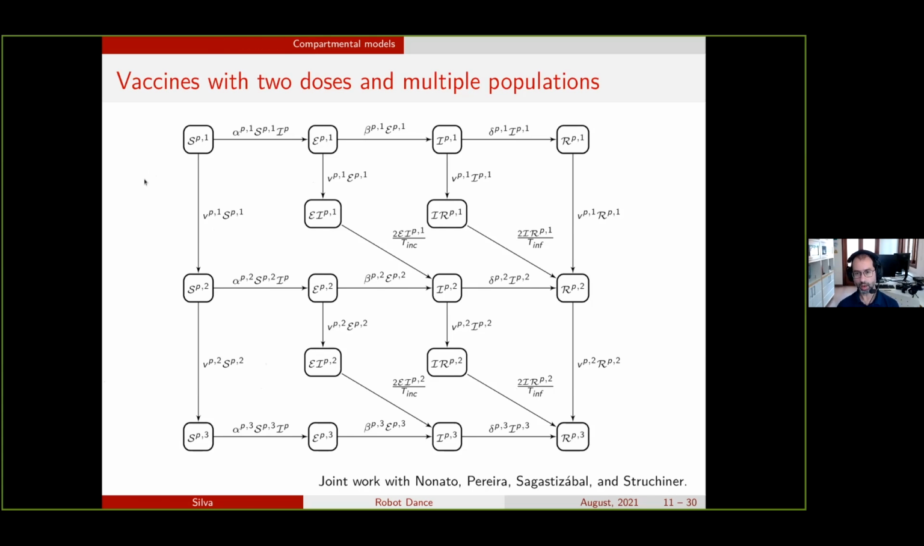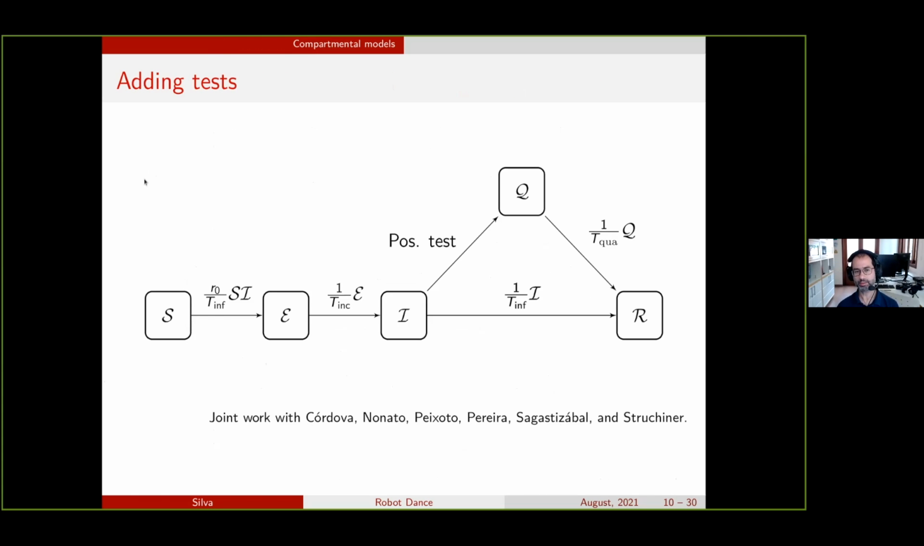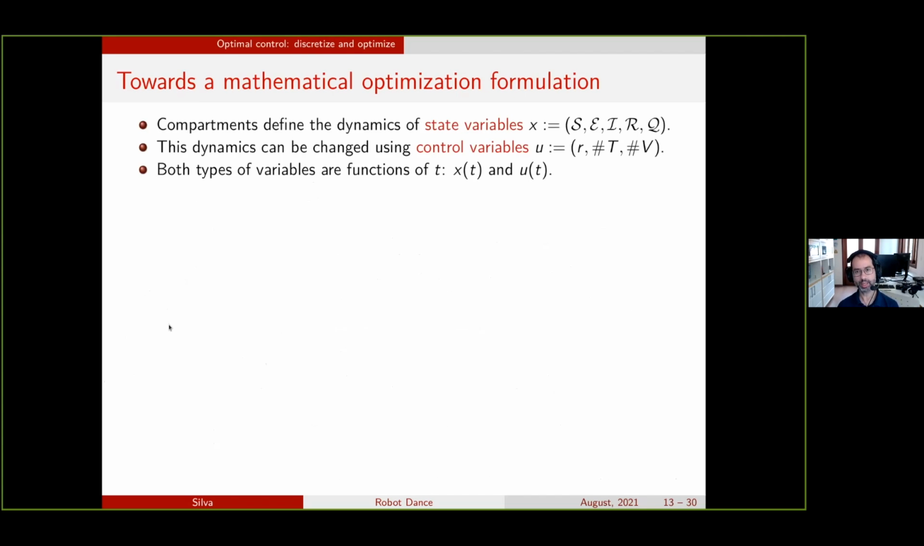So with all of those models, you have different state variables and different control variables. And by doing this, you can write a mathematical optimization formulation, which starts from a control problem and goes to an optimization problem by a discretize and optimize approach. So usually your state variables represent the population in their different compartments, which are the S, E, I, R, and Q. Q is the quarantine compartment if you have quarantine due to tests.